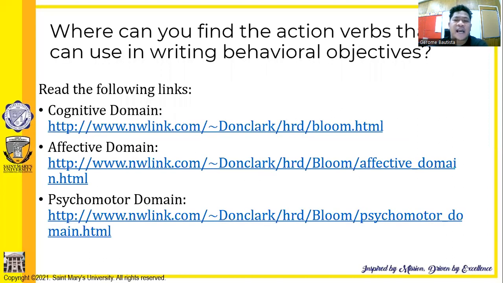So where you can find the action verbs, again, as I mentioned a while back, in writing our objectives, we can find so many words that we can use on these links here. So please go over these links so that you will be more familiar with the different levels of learning in the cognitive, affective, and psychomotor domain, and familiar with the words that you can use for each level of learning.